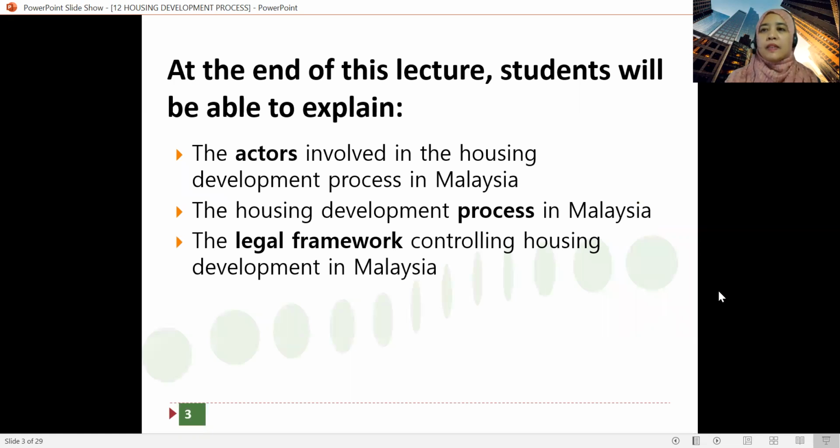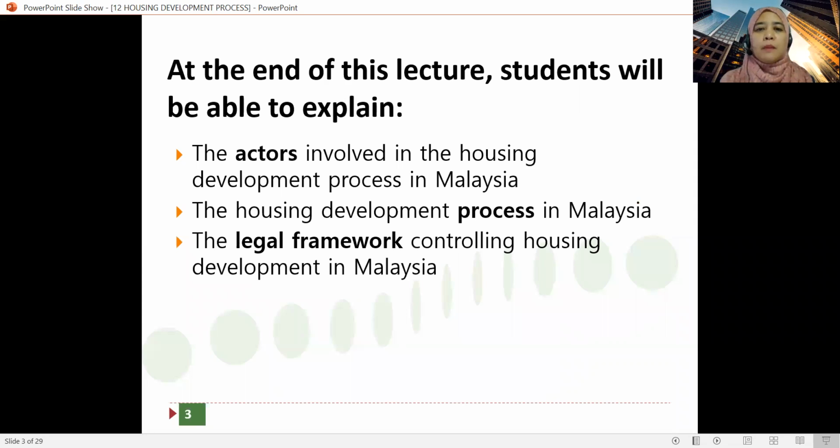Then, okay, this slide shows you the outcomes that I hope all the students will obtain from this particular lecture. So at the end of this lecture, you should be able to explain, first of all, the actors involved in the housing development process in Malaysia. Actors means who? Actors means all the players, the stakeholders. In particular, because the process that we are concerned about is the housing development process, house buyers are not included as actors. So now we are talking about the players or the actors involved in the process of producing the housing units in Malaysia. The second one is, you should be able to explain the housing development process in Malaysia.